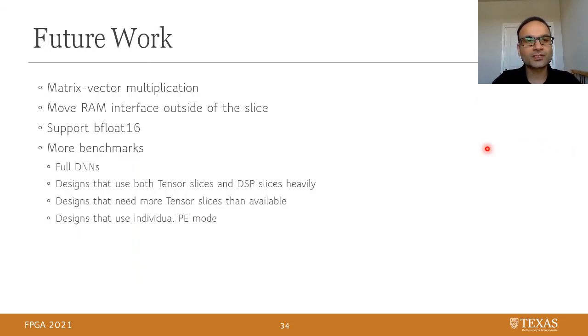While this research has shown promising results, there is still some more work to do. We are working on adding matrix-vector multiplication to the tensor slice. We are moving the RAM interface outside of the slice. We are adding other precisions like bfloat16. And we're also adding other benchmarks to our evaluation, including full neural networks.